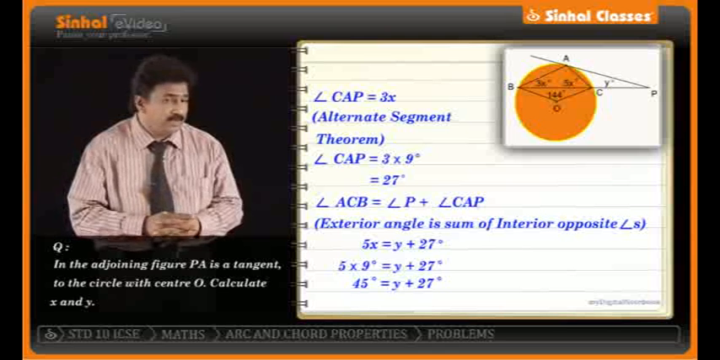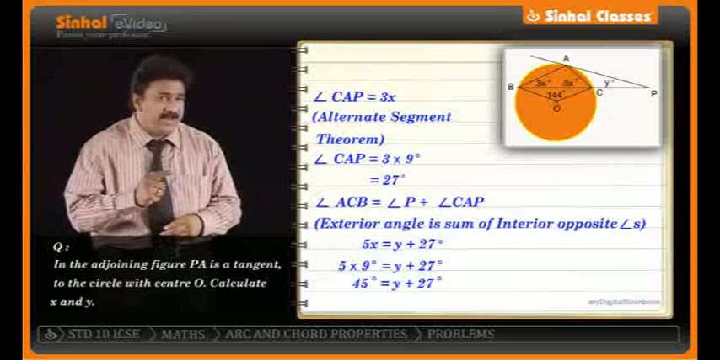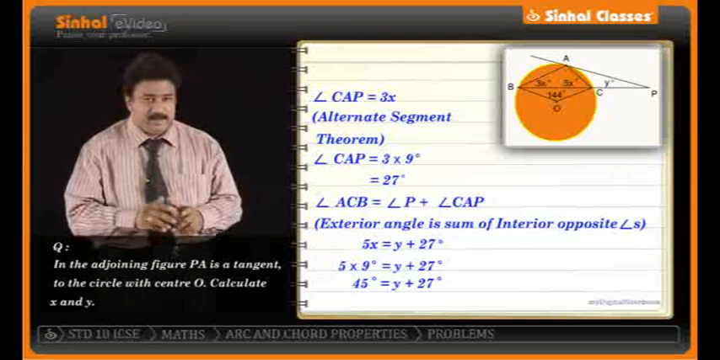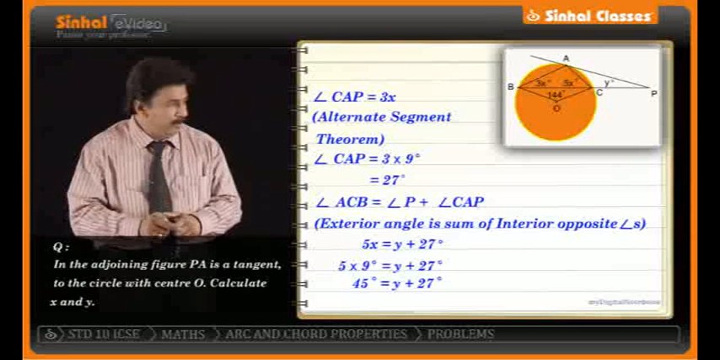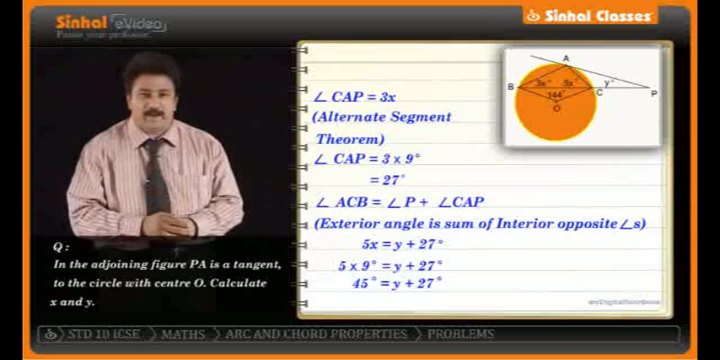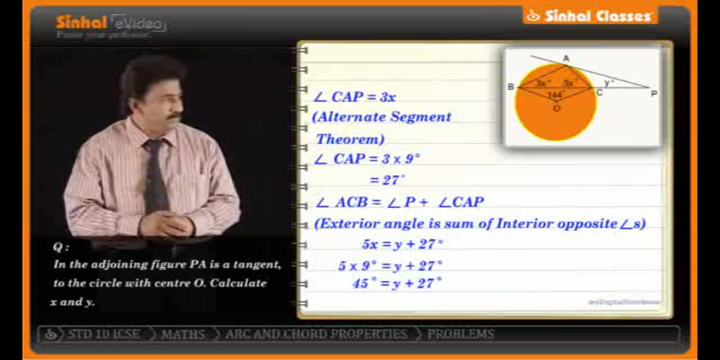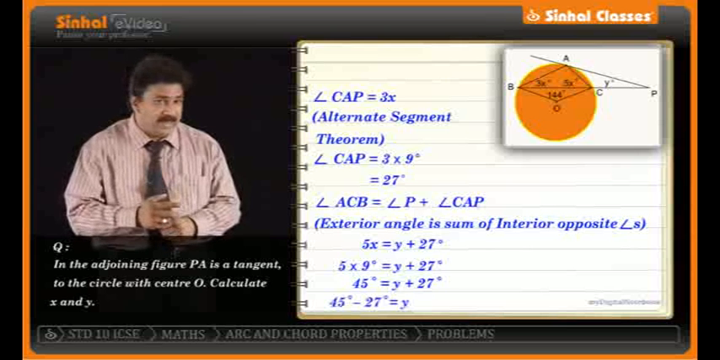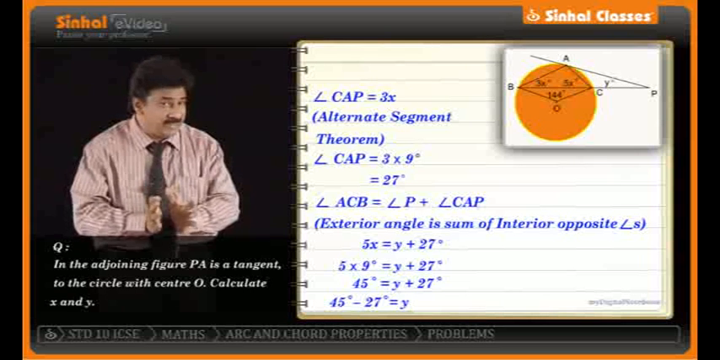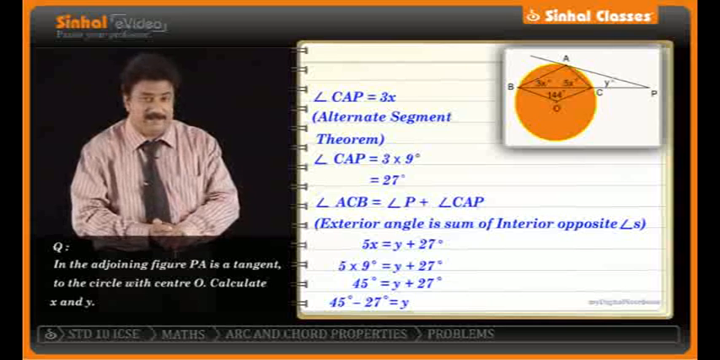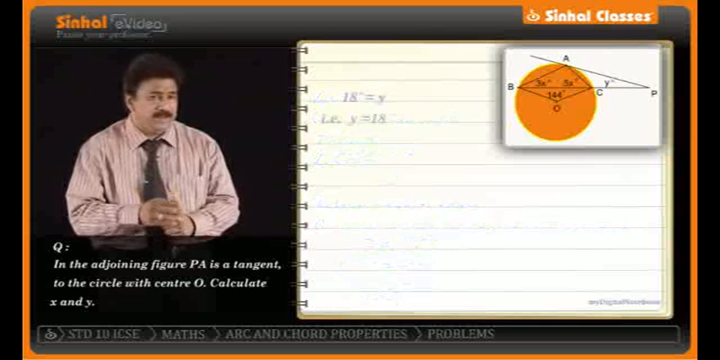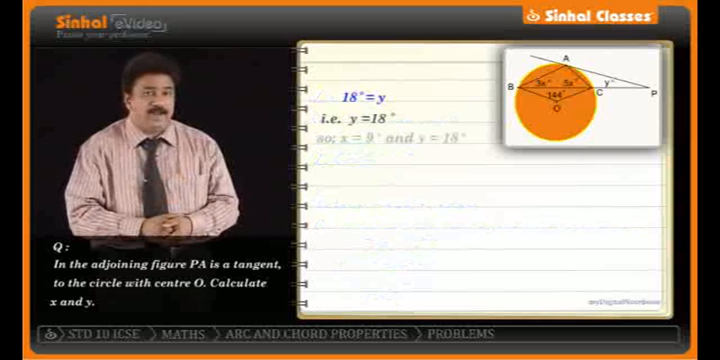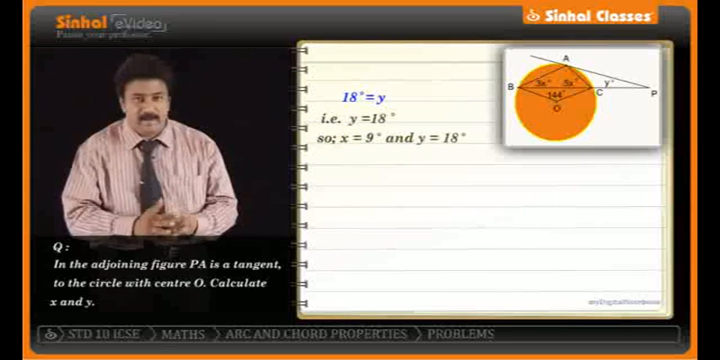I get the conclusion that 45 degrees is equal to angle CAP plus y. That is 45 is equal to 27 plus y. 45 minus 27 degrees is nothing but y. That is y is equal to 45 minus 27, that is 18 degrees. So finally the answer of y is 18 degrees. So x is 9 degrees and y is 18 degrees. And the sum gets over.